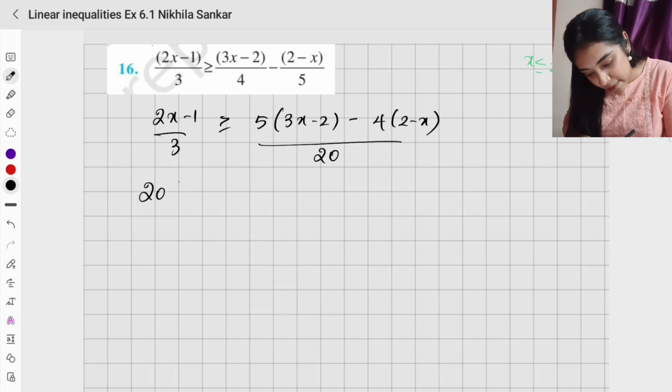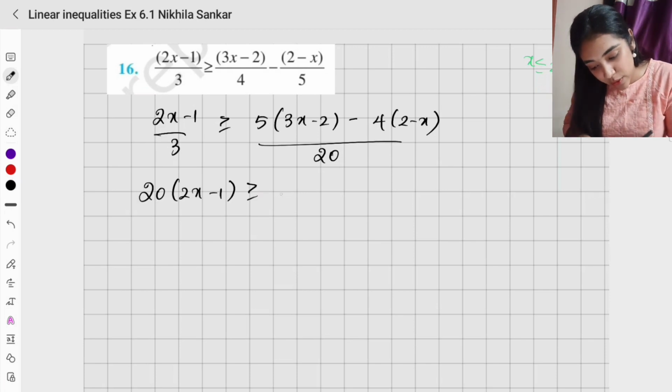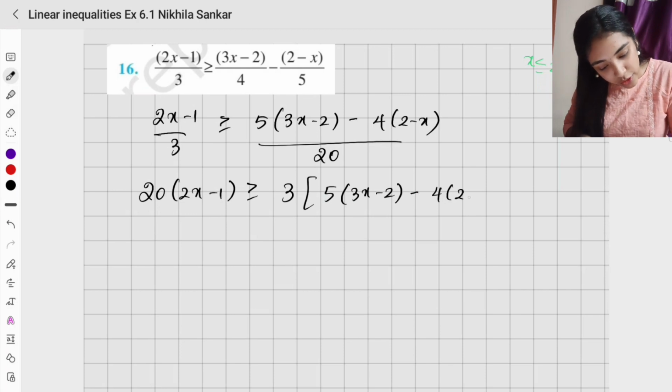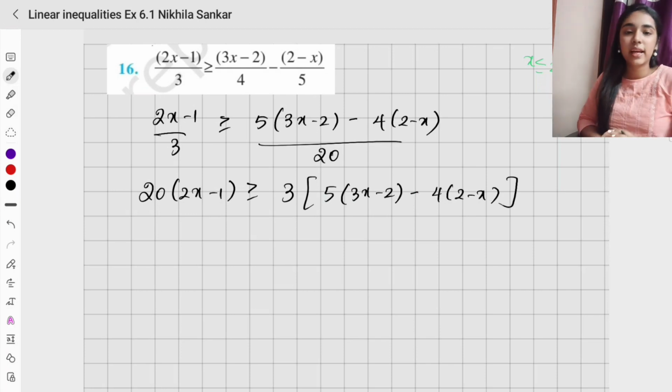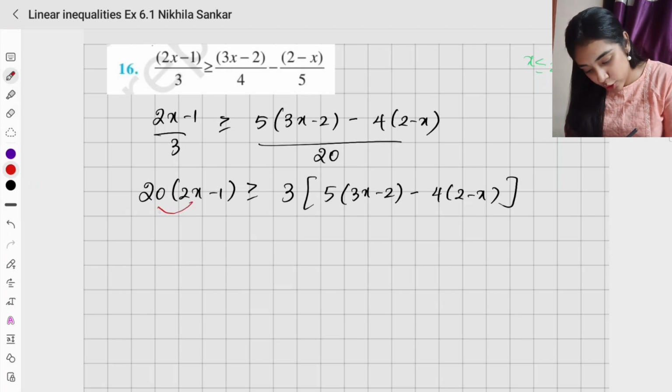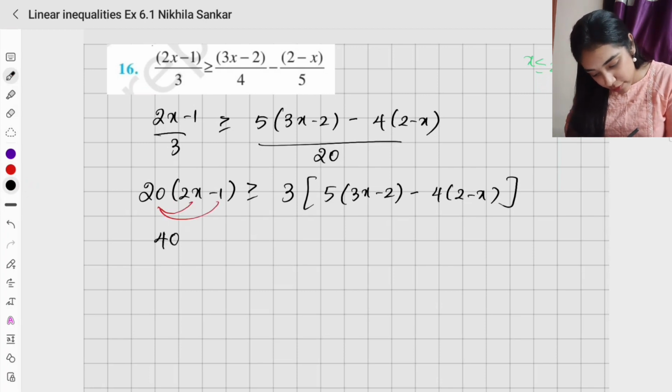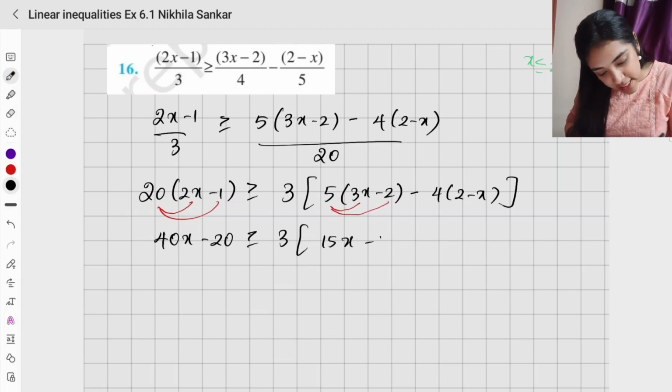What do I have? 20 into (2x minus 1) greater than or equal to 3 times [5 into (3x minus 2) minus 4 into (2 minus x)]. Please be very careful with the brackets. So I'm going to open the bracket here. 20 into 2x, 20 into minus 1. So I have 40x minus 20 greater than or equal to 3 into, first let me multiply this. So I have 5 into 3x, 5 into minus 2, which is 15x minus 10.